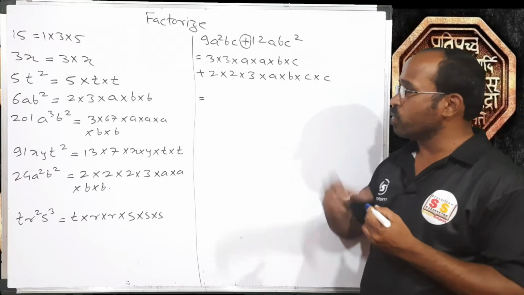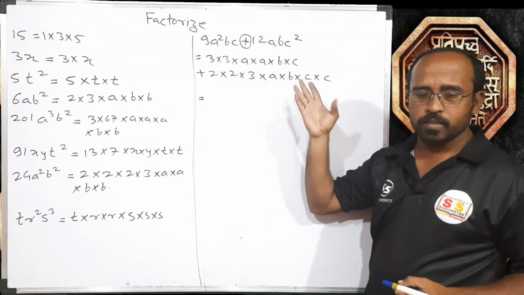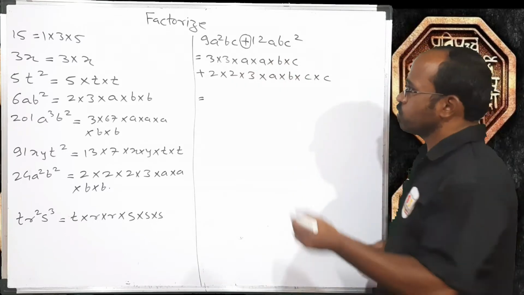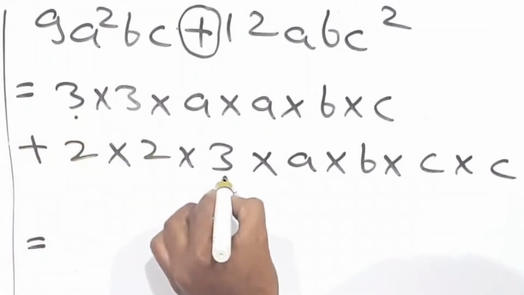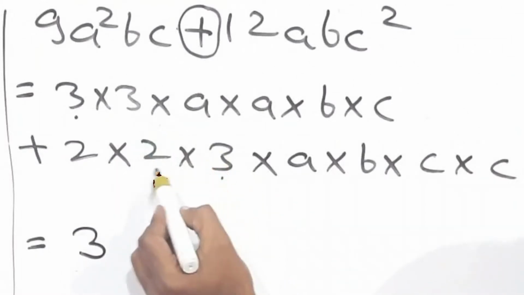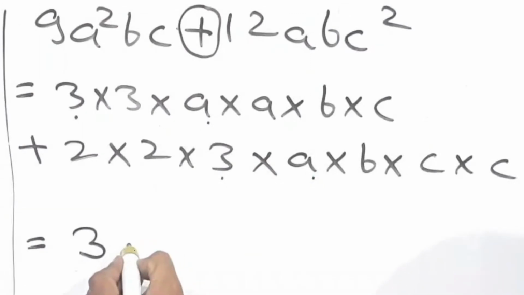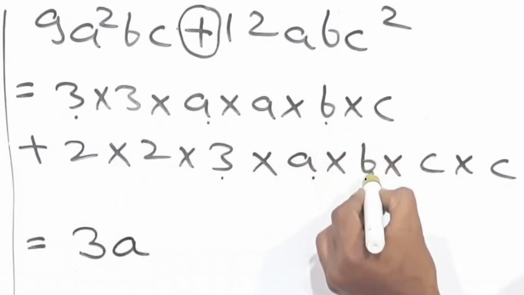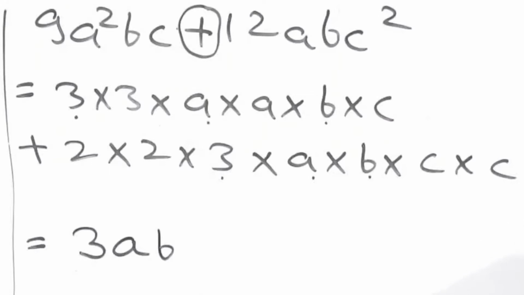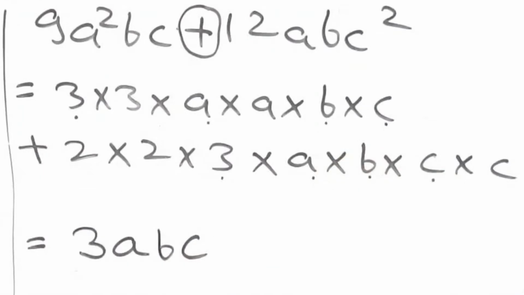Now we have to take common between both of the monomials. So how to take common? Just scan both of the monomials and see which numbers and variables are common. Here is a 3, here is a 3, so that 3 is common. After 3, the other 3 is not in the second part. Here is a, here is a, so 3 multiplied by a, 3a. After this a, here is b, here is b, means b is also common. After that, here is c, here is c, so c is also common. So 3abc is common. Clear up to this?